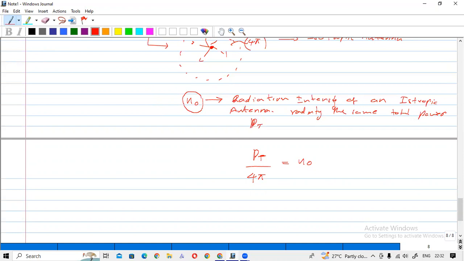And if you can't understand this one, please ask me, then I can explain it. I hope you can understand this. So try to understand by yourself, what is this?